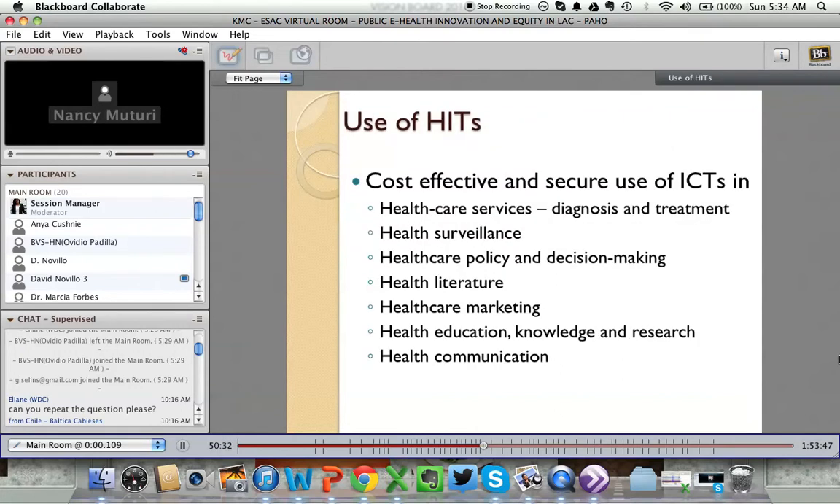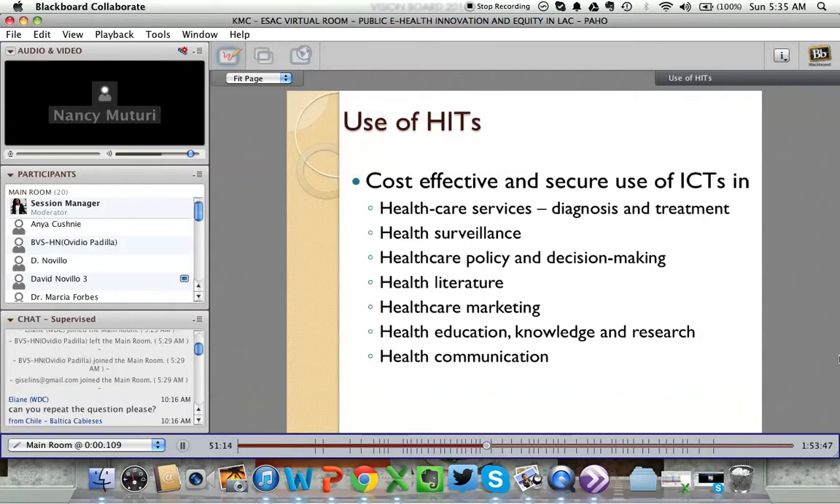So use of communication technologies or ICTs has a lot of benefits, and I'm sure if you look at most of the websites or other information or research, you see a list of them. Almost everybody talks about what the benefits are, and this is just a summary of what has been addressed, and maybe this is not all. I'm sure I'm missing a whole lot more. But in terms of healthcare services, diagnosis and treatment, that has been there. It has been emphasized. Health surveillance in terms of research has been established. Healthcare policy and decision making.